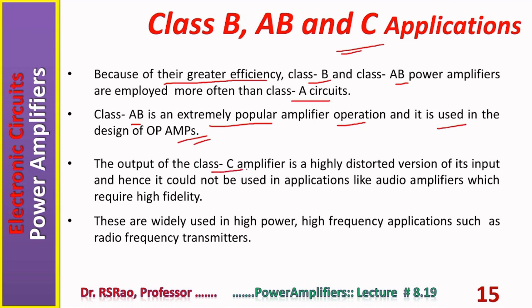The output of a class C amplifier is a highly distorted version of its input, and hence it cannot be used in applications like audio amplifiers, which require high fidelity. Fidelity refers to reproduction of the frequency content that exists in the input signal. Fidelity is low for class C amplifiers, so distortion. These are widely used in high power, high frequency applications such as radio frequency transmitters.